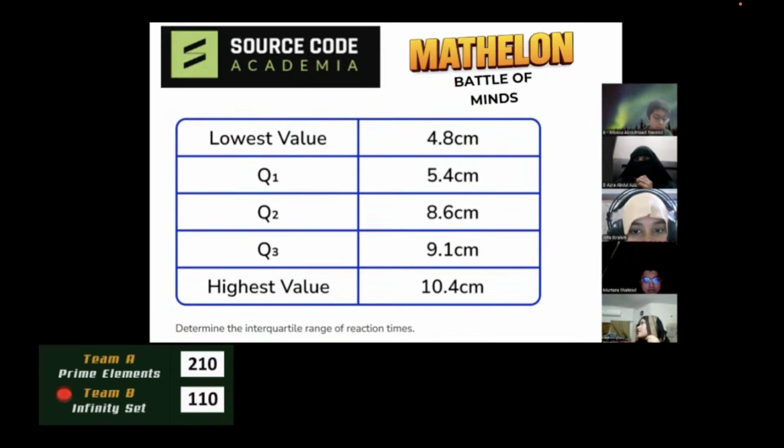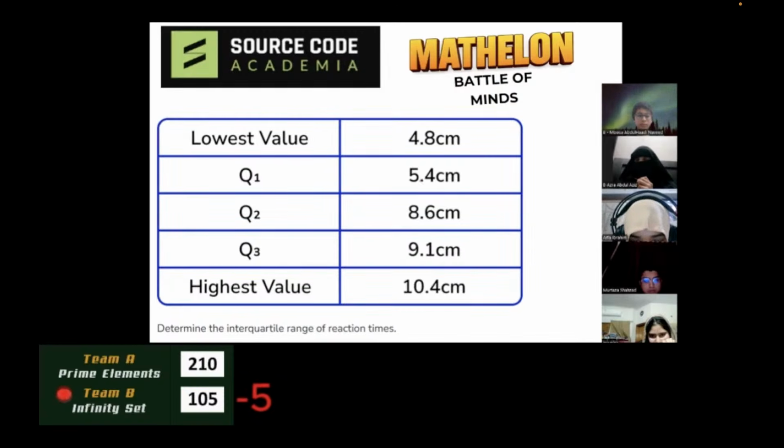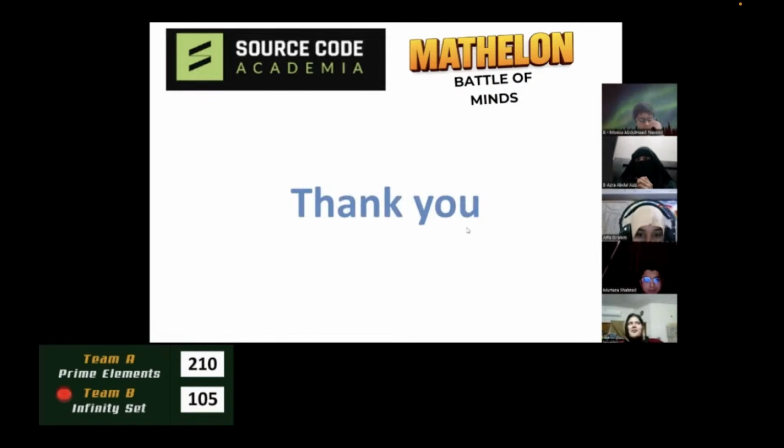6.4. How did you find that? Highest minus lowest. But highest minus lowest is the range. It's not the interquartile range, and that is the incorrect answer. You need to find your range from this. It's 9.1 minus 5.4, which is equal to 3.7. So the correct answer is 3.7.